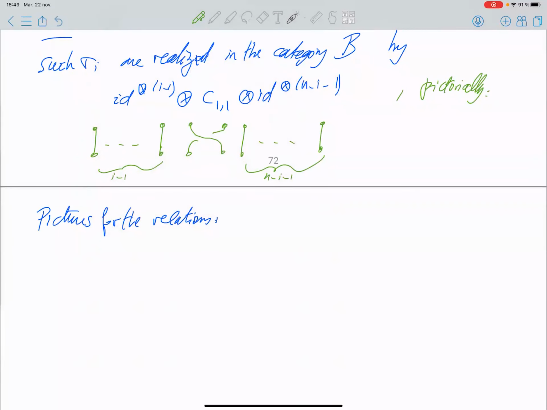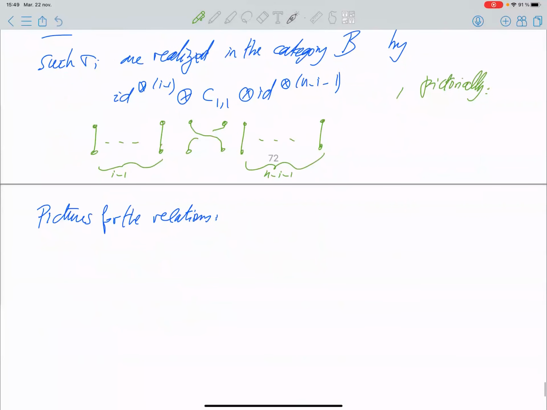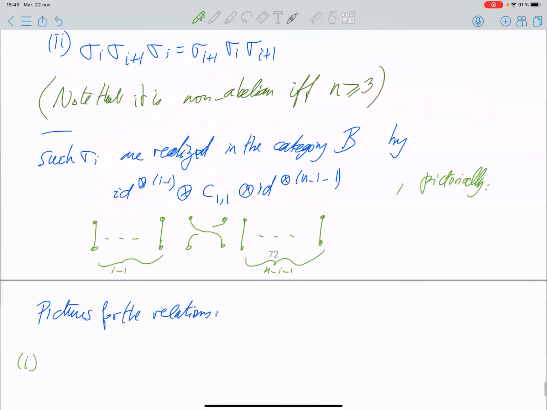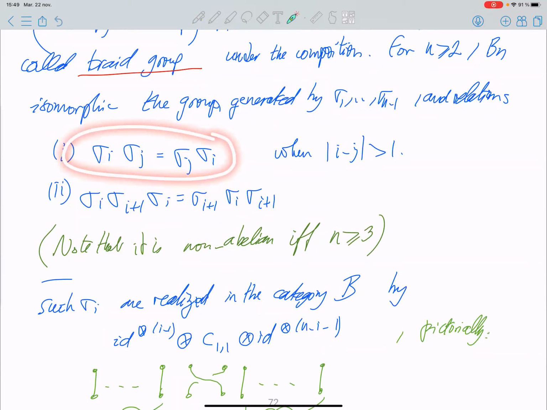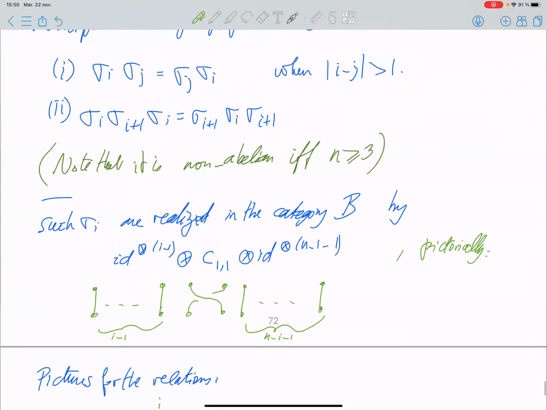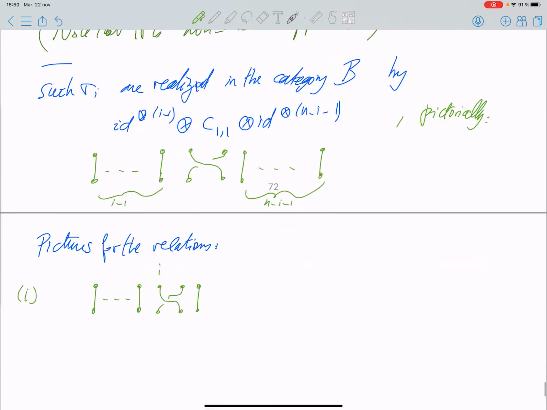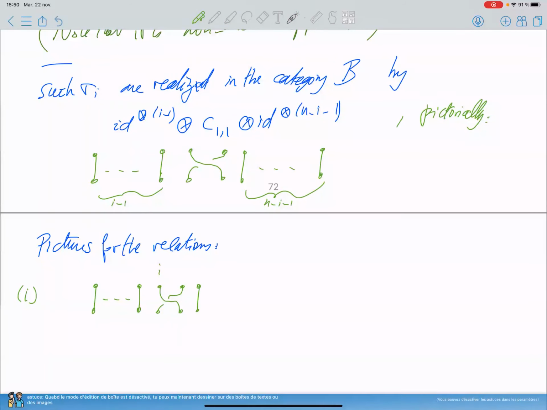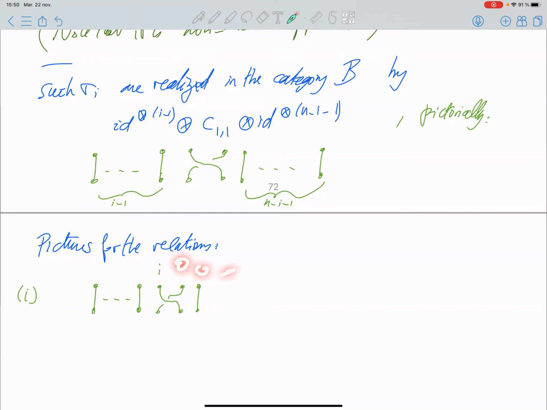So the first, you just have to draw, in fact, the first one is exactly like that. So you have, and now you have I. And you have this braiding. And we want the distance between I and j strictly greater than one. So j cannot be here, but it can be here, or here, here, etc.